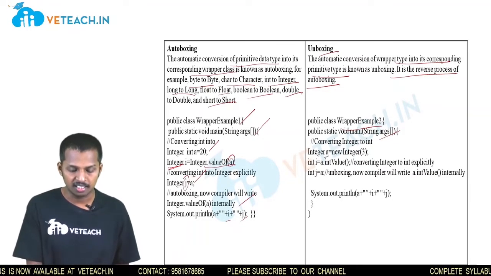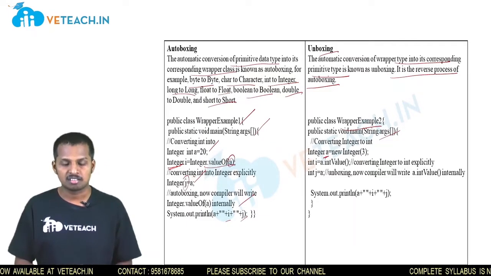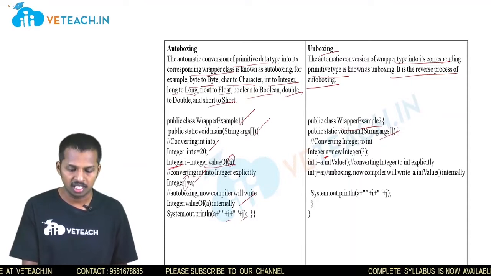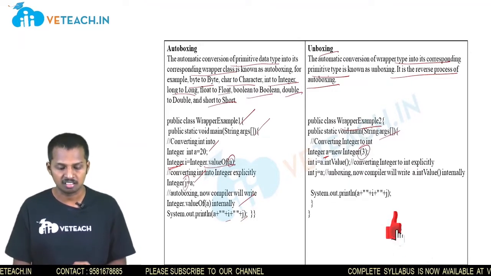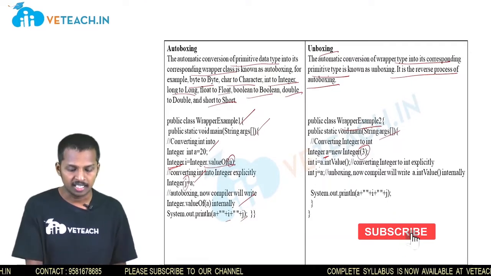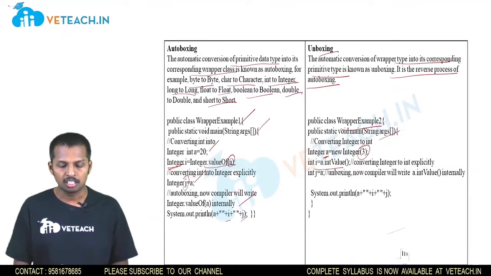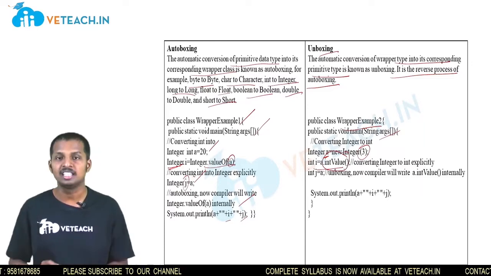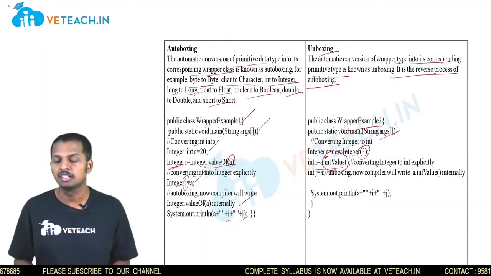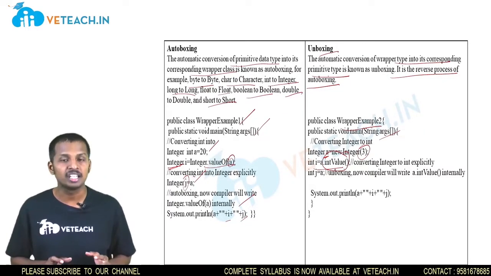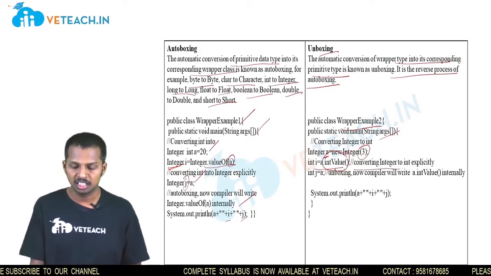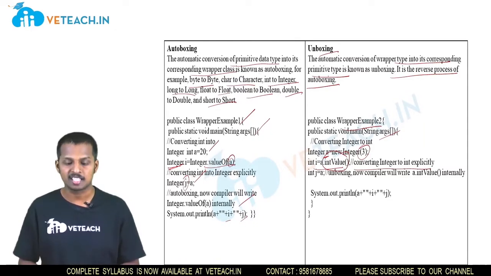Wrapper class example 2, and then public static void main. I have declared here an integer object a. Integer a is equal to new Integer of 3. So we are creating a wrapper class object of type Integer, and then int a is equal to a dot intValue. intValue is the predefined method present in the Integer class which is used to convert a wrapper class type of Integer into a normal data type. So here we can see converting Integer into int explicitly.